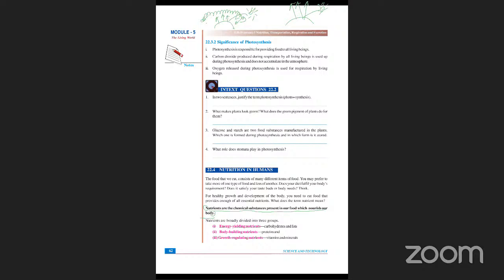And growth regulating nutrients are vitamins and minerals. For example, if you are having fever again and again, or tiredness again and again, or you become sick again and again, then the doctor will give you vitamins and minerals: take vitamin B12, take vitamin C, this vitamin, that vitamin. Why? Because vitamin medicines protect our body from disease. It helps us to fight disease. So this is the role of vitamins and minerals in our body. Understood, guys?